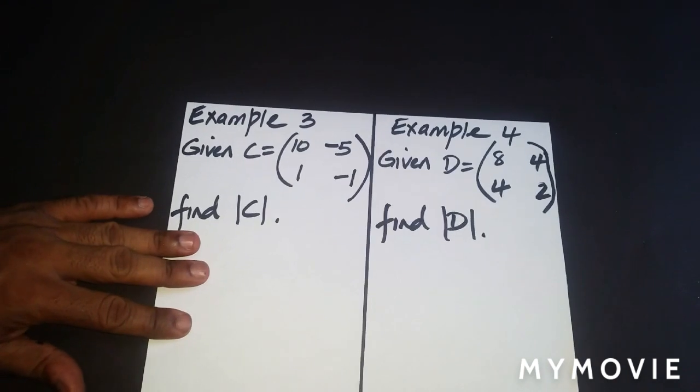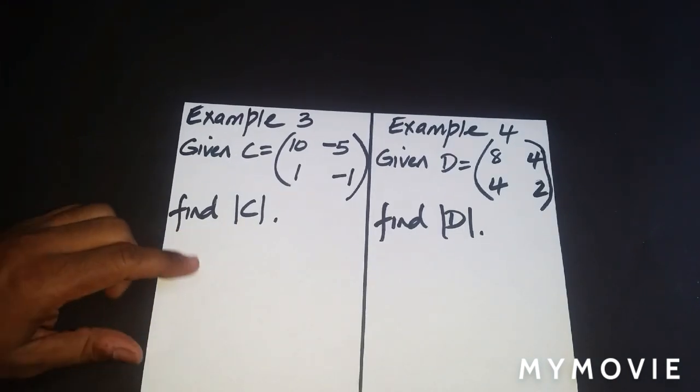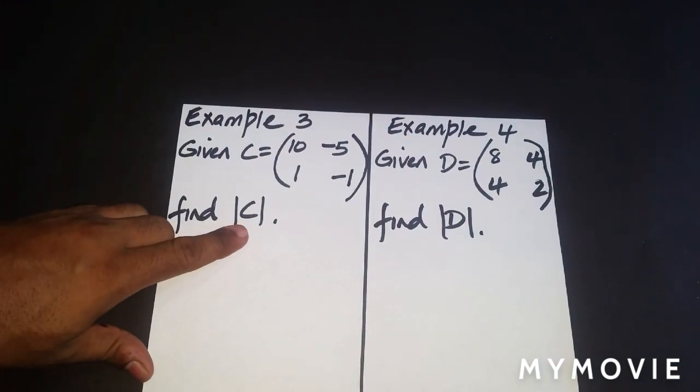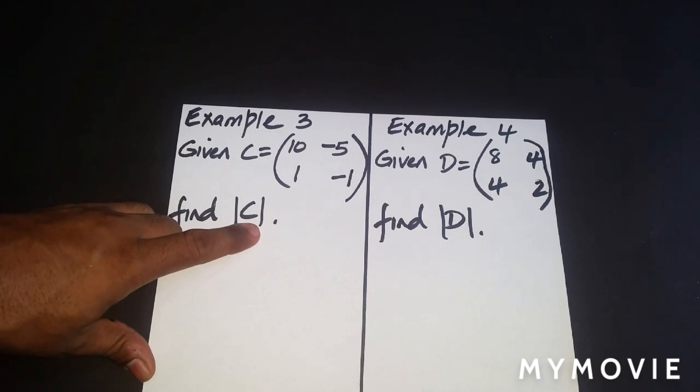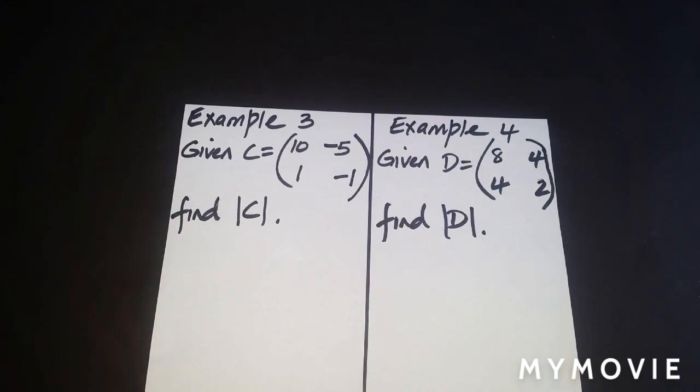Let's look at these two. Again, notice I've opted to take out the word determinant because you should now know that this symbol here means determinant. Here's what I don't want to happen.